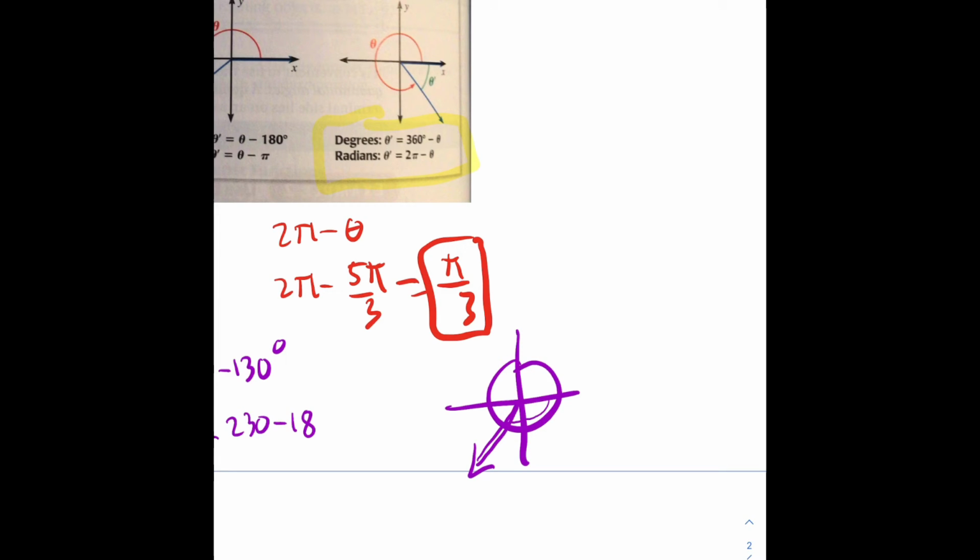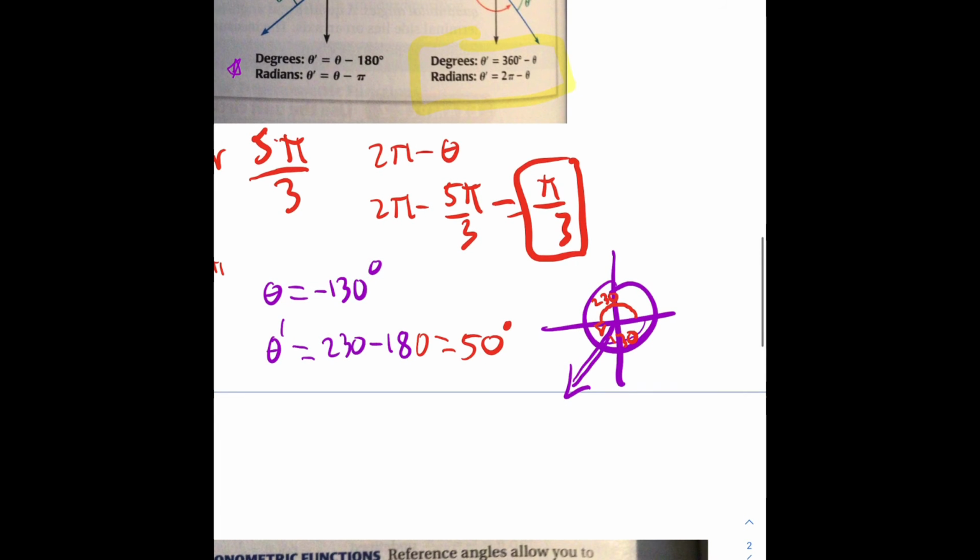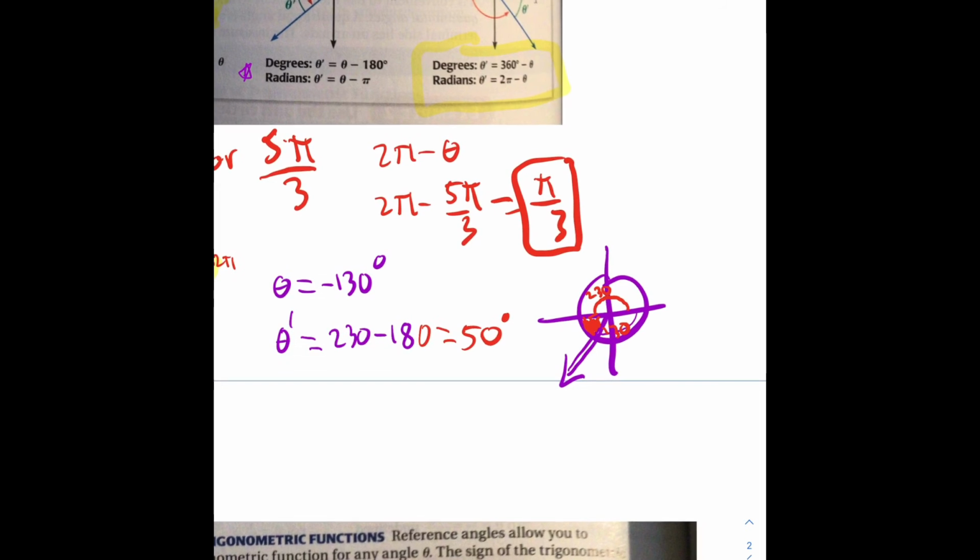So if I take 230 minus 180, because again, how did I get 230? I followed the rules of -130, but I wanted to use my coterminal point, which if this is 130, then this has to be 230 because there's 360 degrees total. So 230 minus 180 equals 50 degrees. So my reference angle is 50 degrees, which would fill in this section right here.